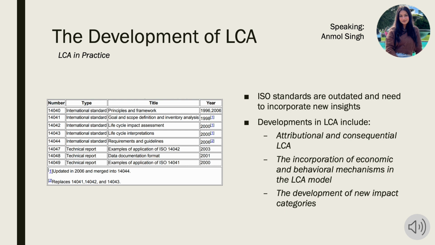Some of these developments include the distinction between attributional and consequential LCA. Attributional LCA looks at the environmental impact of a product or service based on the processes and resources used to create it, and it doesn't take into account any changes that might occur as a result of its production or use. Consequential LCA, on the other hand, considers the potential impacts of a product or service beyond just its creation. It takes into account the potential changes in markets, consumer behavior, and resource use that could result from the creation or use of that product or service.